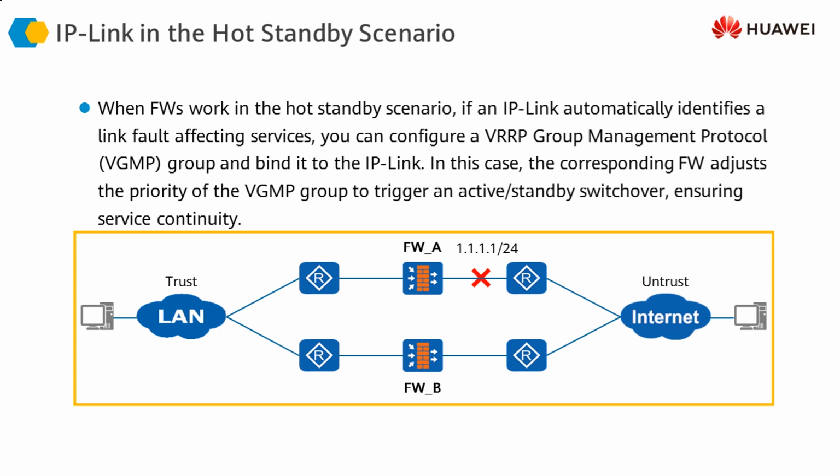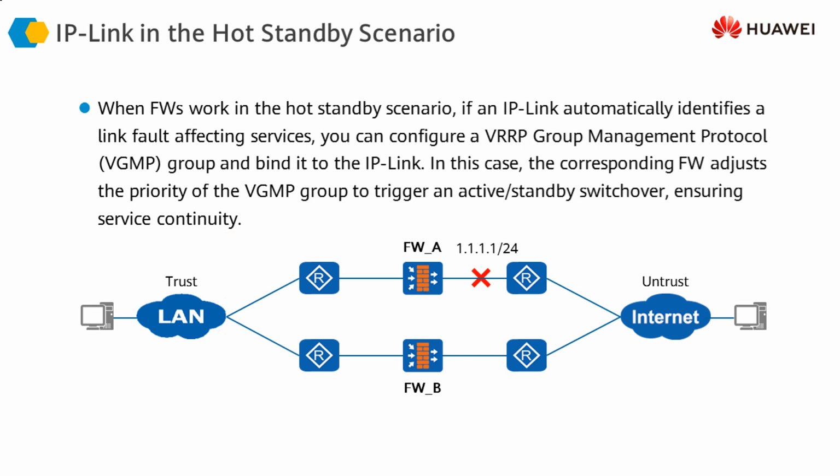However, we should simply understand that as soon as firewall A detects that this link is down using IP link, it can immediately shift the traffic using the VRRP feature to firewall B, and firewall B will then start forwarding traffic through this router towards the internet. So this is another scenario where IP link can help us achieve high availability using hot standby.